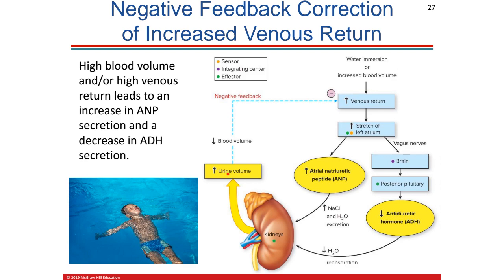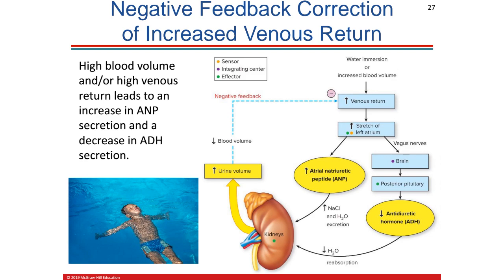And if you have an increase in urine volume, then you'll have a decrease in blood volume. And so this forms a negative feedback loop. So as the blood volume goes down, then the venous return will go down, and there'll then be less stretch of the left atrium. So this is a very good example of a negative feedback loop.